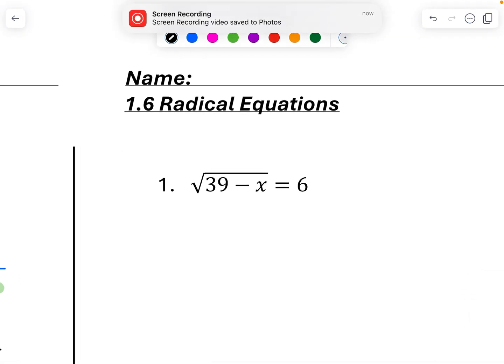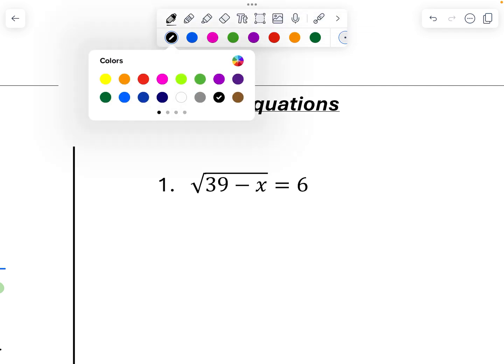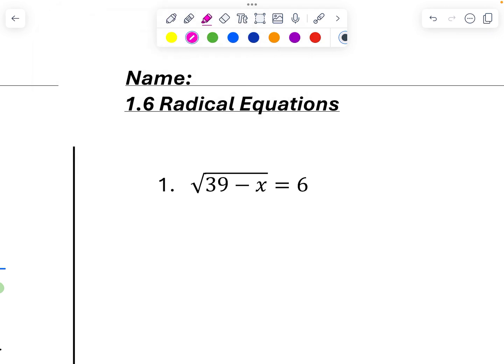Okay, friends, this lesson is on how to solve radical equations. To solve radical equations, the very first thing you want is the radical symbol isolated, and it already is. So now all you need to do is get rid of it. The way you undo a square root is you take the second power. So you would take a square here, and you would take a square here.